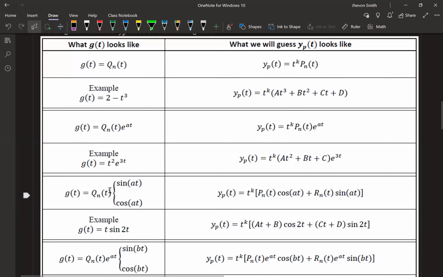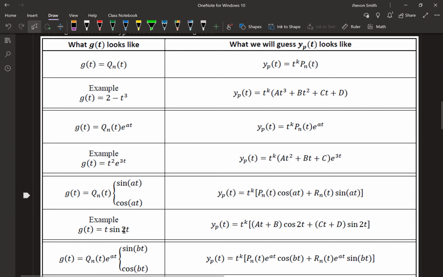What if I have a polynomial times a sine, or a polynomial times a cosine? Then my general guess would look like this. Some general polynomial times a cosine plus some general polynomial times a sine. It's very important that you recognize when you have a sine or a cosine, you need to have both the sine and cosine in your general guess. And again, multiply by as many factors of t as I need to get to be different from my homogeneous.